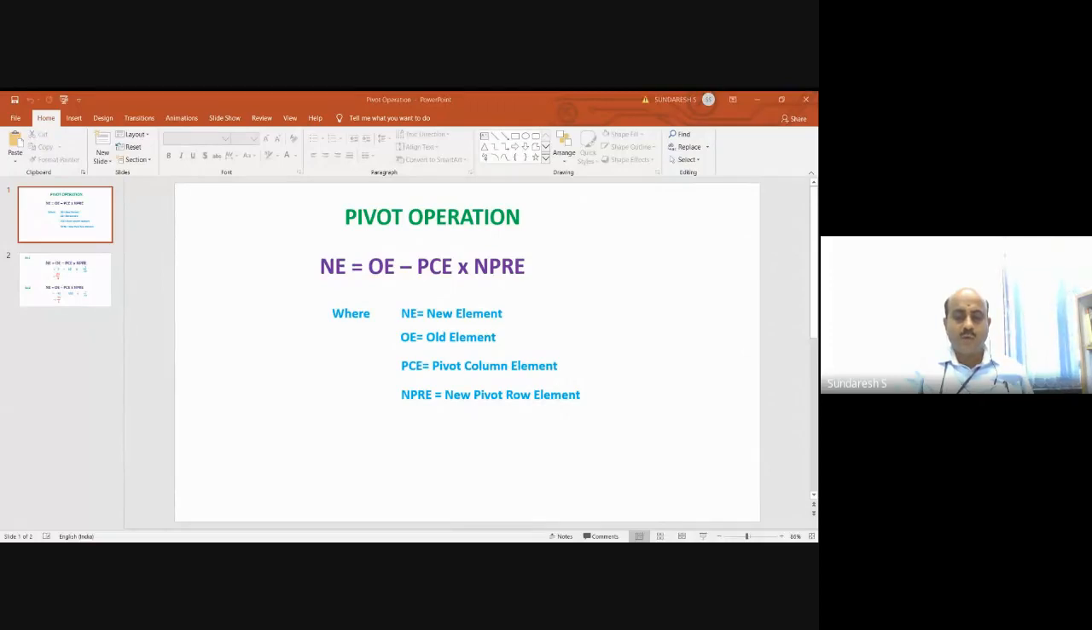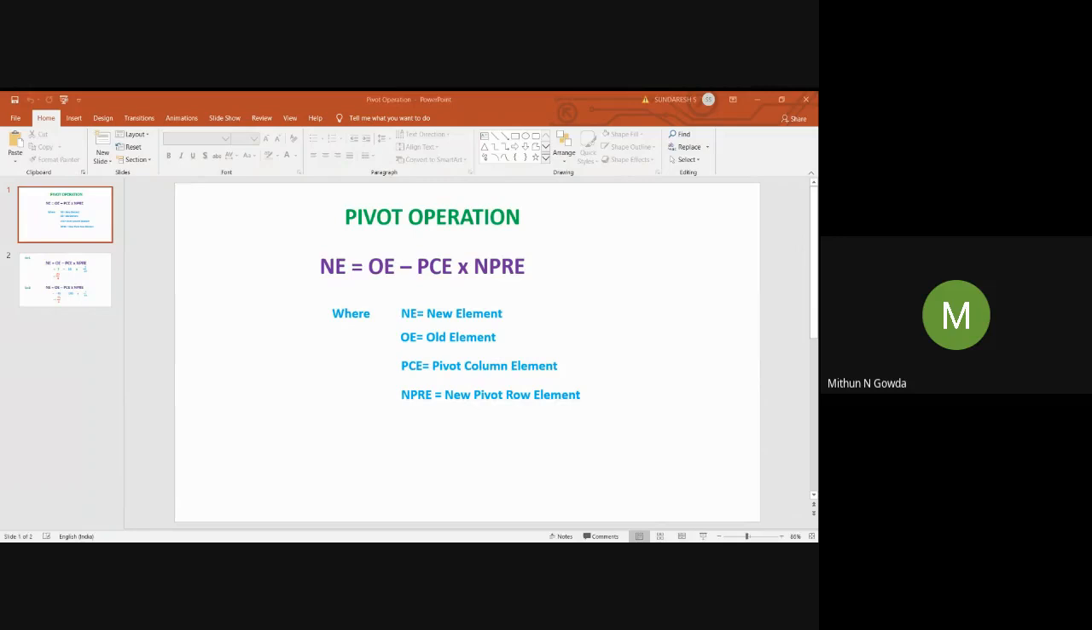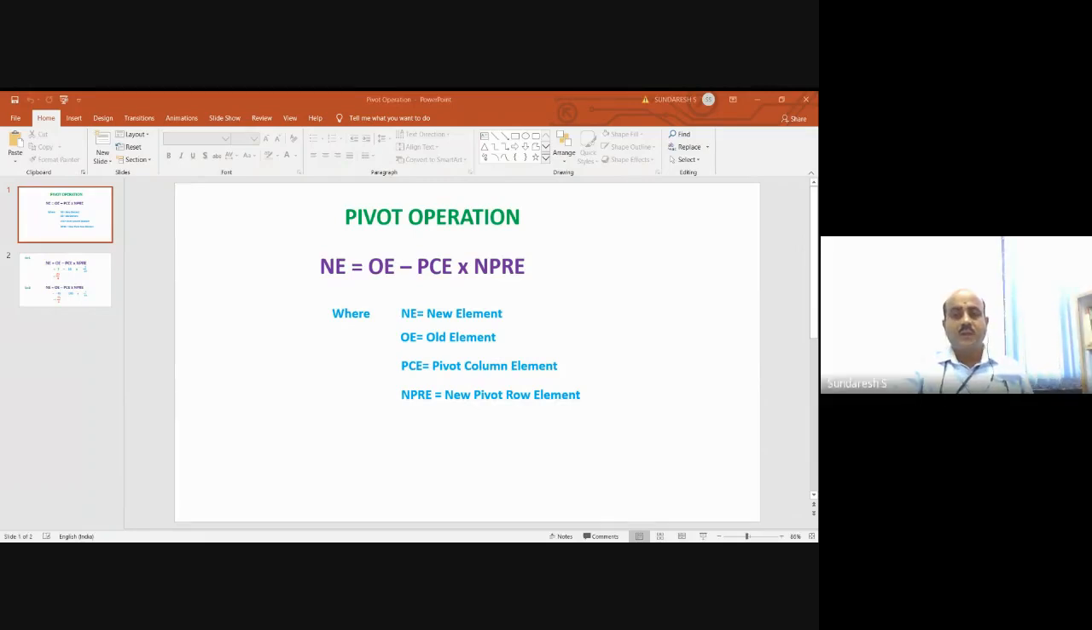Can you see this PPT now, everybody? Yes, sir. Please look at this. See the pivot operation, what I am doing over here. To get the 25 by 4, the first column of x5, the first value of x5 is 25 by 4. Am I right? This will be calculated using this equation. So please make a note of this. NE = OE - PCE × NPRE.